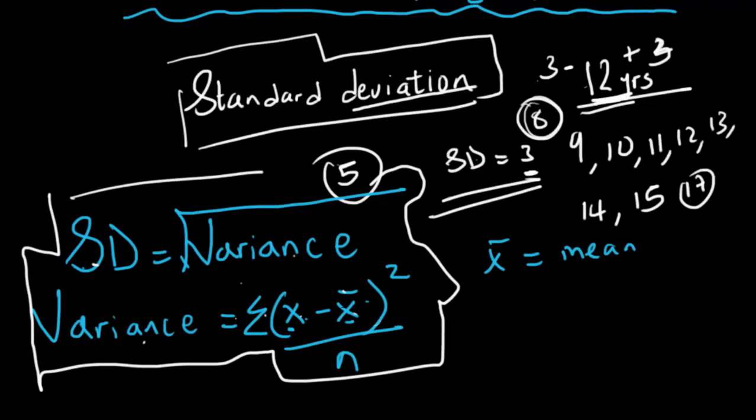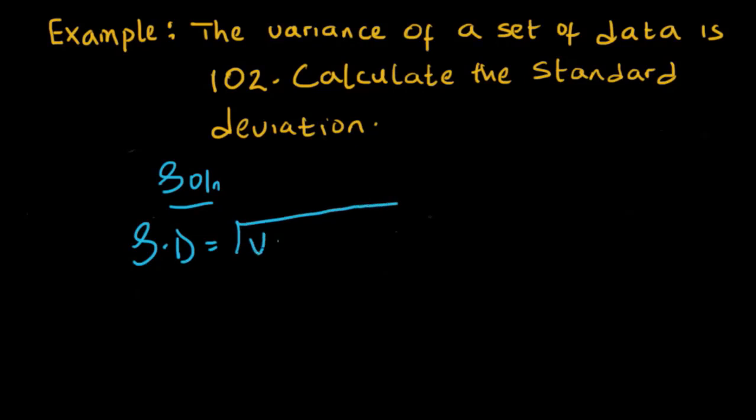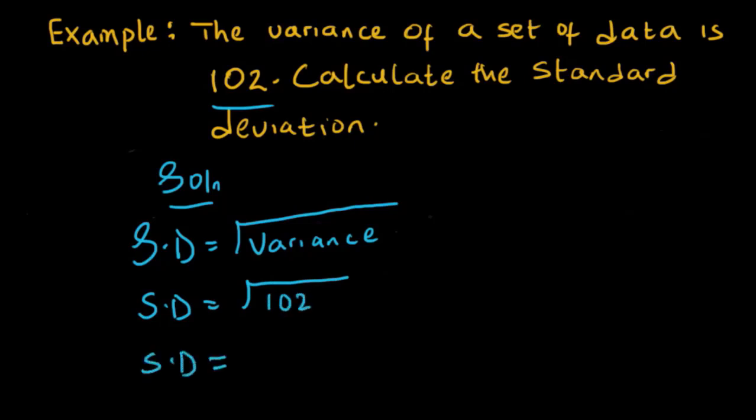Now can we take some examples? This is very simple. All you need to do is remember the formula for standard deviation. Remember, standard deviation equals the square root of variance. From the question, we know that our variance equals 102. So standard deviation equals the square root of 102. What's the square root of 102? Approximately 10.1. And here's the answer. Is this not pretty simple?